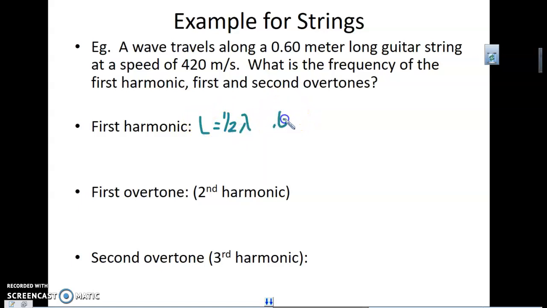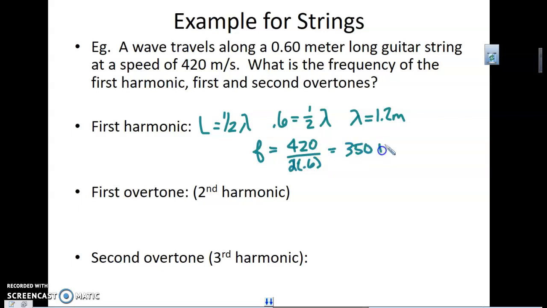Now the string is 0.6 meters long, and so our wavelength then has to be 1.2 meters, and then our frequency is going to be 420 meters per second divided by 2 times the length, 2L, and we're going to get 350 hertz. So our first harmonic is 350 hertz.